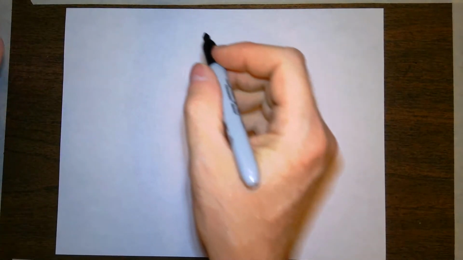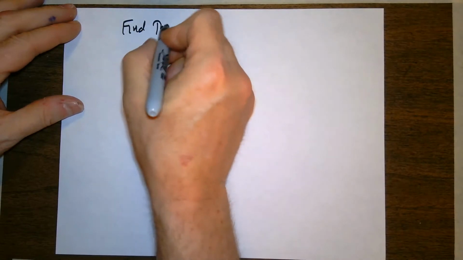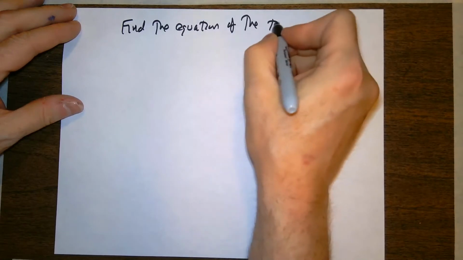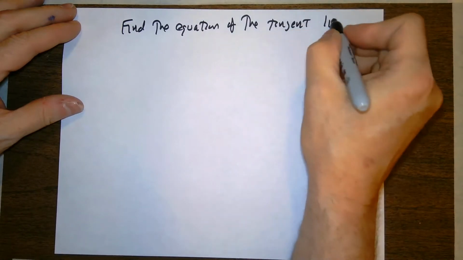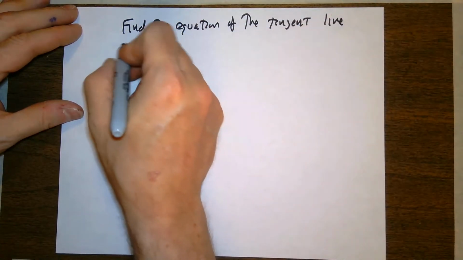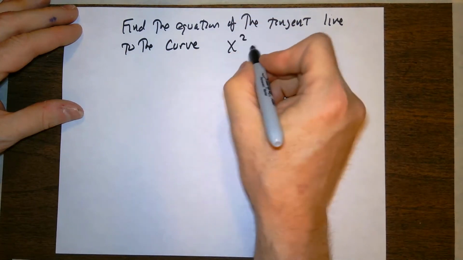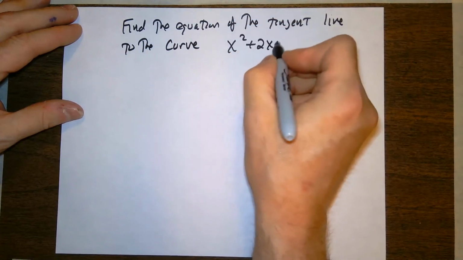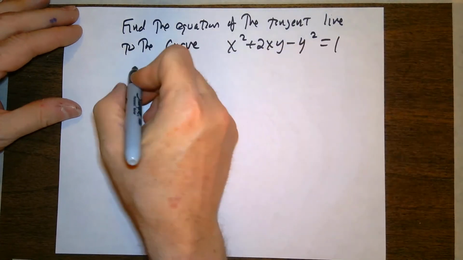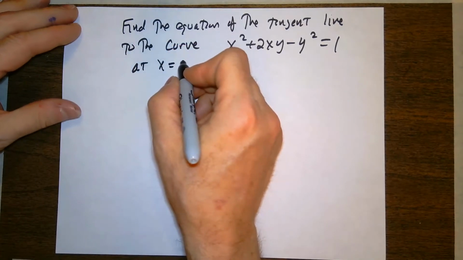So I want to find the equation of the tangent line to the curve defined by x squared plus 2xy minus y squared equals 1 at x equals 5.